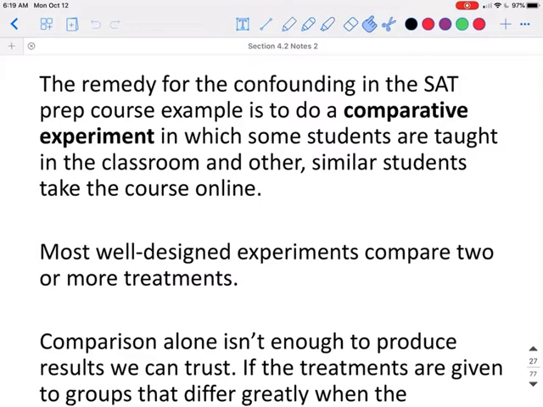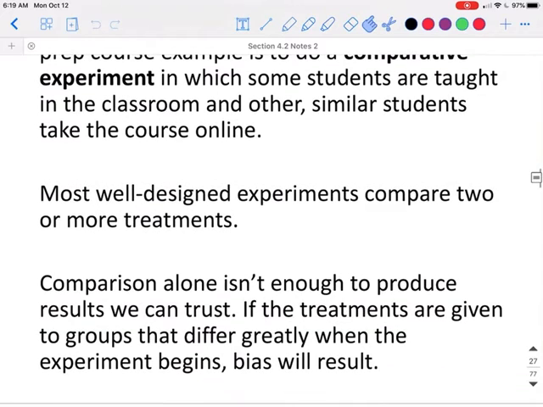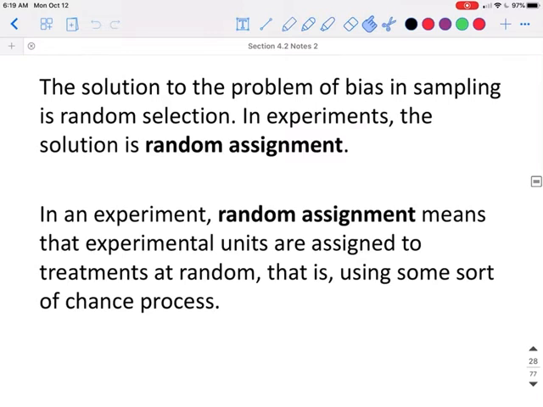example is to do a comparative experiment in which some students are taught in the classroom and other similar students take the course online. Most well-designed experiments compare two or more treatments. Comparison alone isn't enough to produce results we can trust. If the treatments are given to groups that differ greatly when the experiment begins, bias will result.